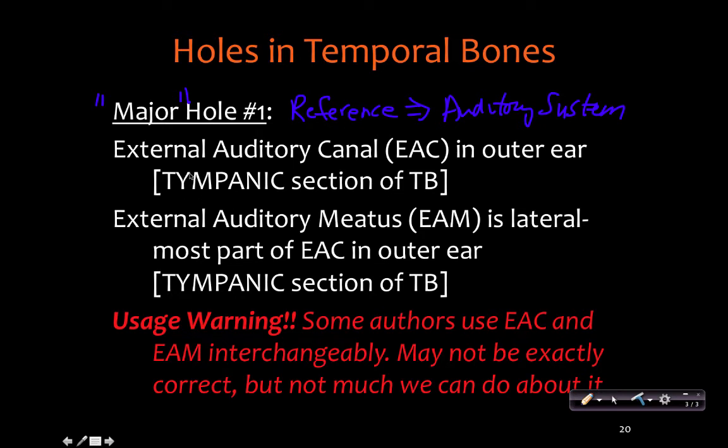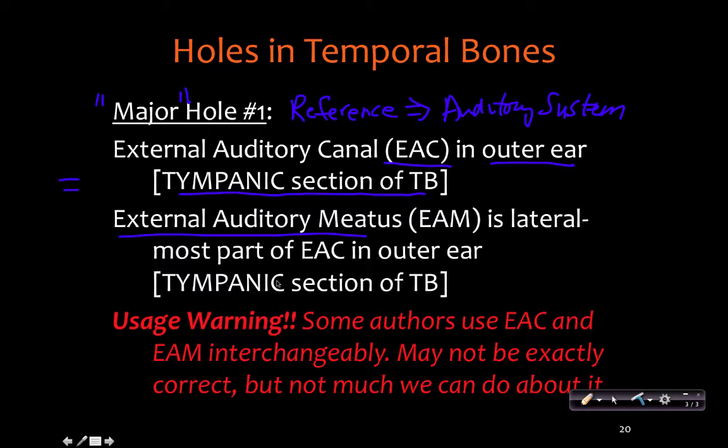So major hole number 1 would be the external auditory canal, or EAC. That's in the outer ear, and it's specifically in the tympanic section of the temporal bone. Another name that you might see for this would be the external auditory meatus. And so the external auditory meatus, for our purposes here, for most of the authors, is the same thing.